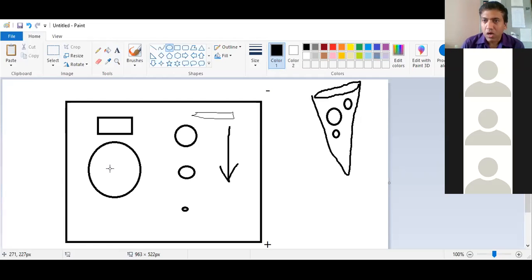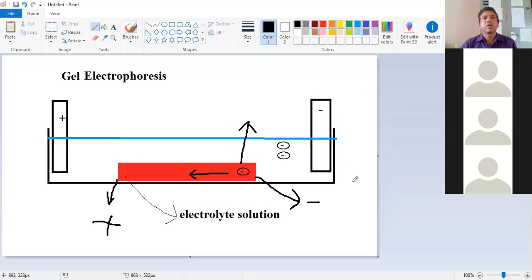So this is all about electrophoresis. Next we will have to discuss the agarose gel electrophoresis. So we will go back to the earlier slide. Now we are going to discuss agarose gel electrophoresis.